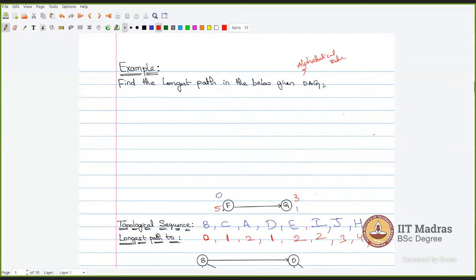So now we have to remove F and add F to the topological sequence. While you add F, the longest path to F is 5. So we remove this, and we update the in-degree. This will become 0. And the longest path to G will be the max of 3 or, previously it is 3, 1 plus 5. Yes. So this will be 6.